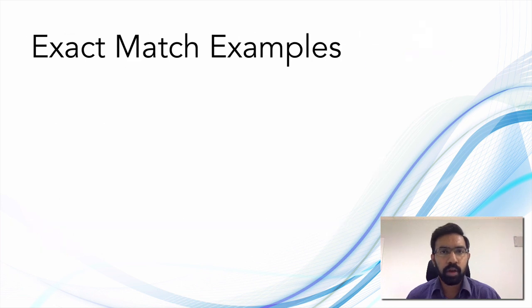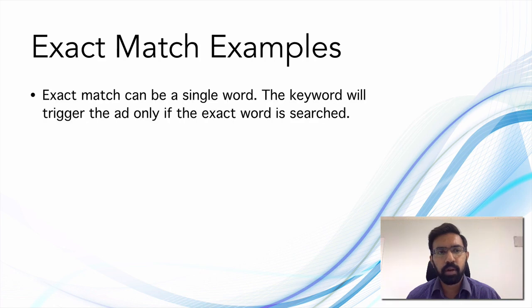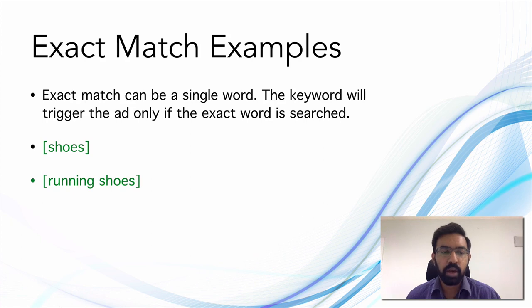So let us give some exact match examples so that you can understand this better. Exact match can be a single word. The keyword will trigger only if the exact word is searched. Unlike phrase match, exact match can be a single word as well. So let's say we are including the keyword shoes in exact match, and let's say we are including the keyword running shoes, blue running shoes. In these cases the ads will trigger only if these exact terms are searched for.